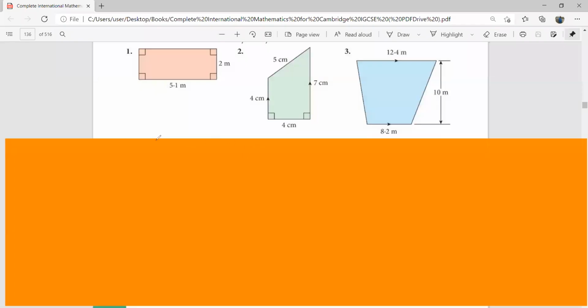Bismillahirrahmanirrahim. Let's see how to find the area of different quadrilaterals. I'll be finding these areas one by one. If you have any questions, you have to let me know.